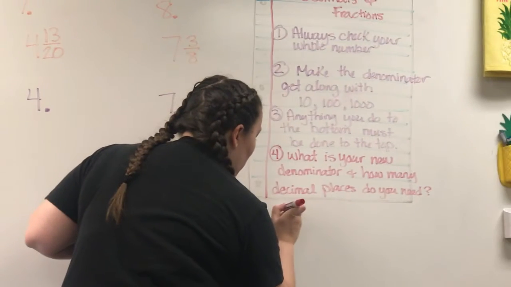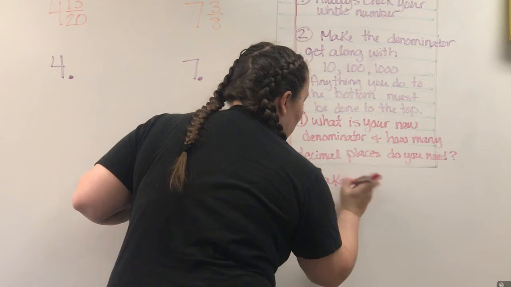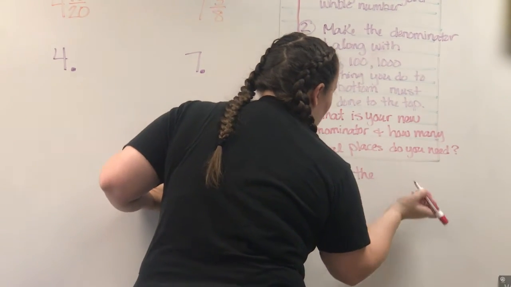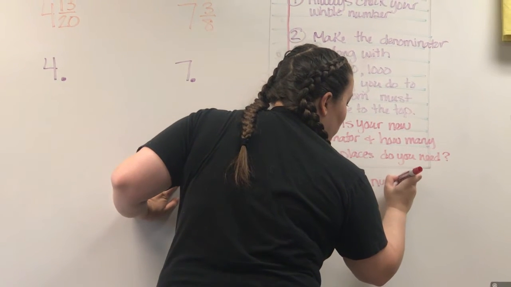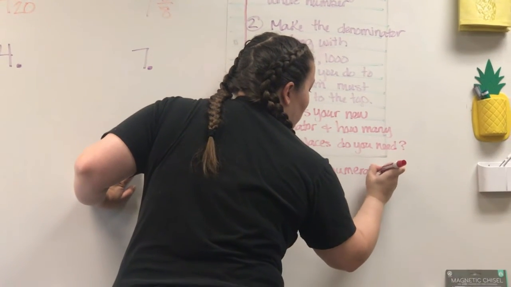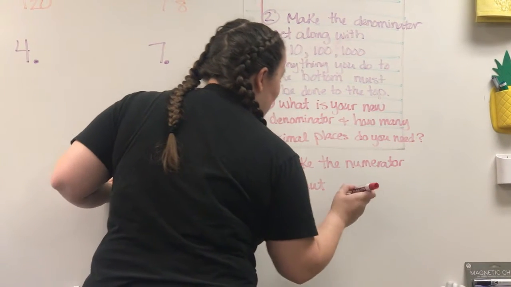The last rule, rule number 5. Take the numerator, again, spelling is terrible, and put it in the decimal places.